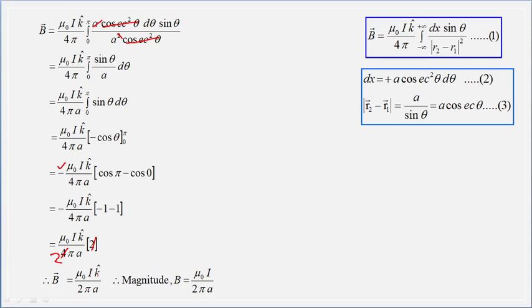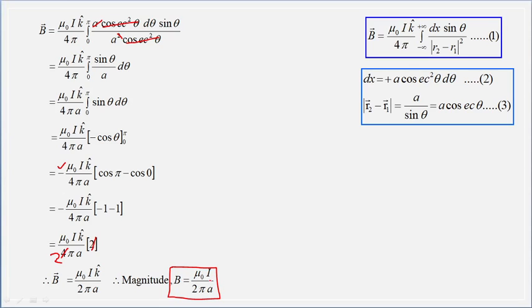So the direction of vector B is along the positive z axis. And the magnitude, if you take the modulus of this, is B equal to mu naught I divided by 2 pi a. Now, this is the formula for the magnetic field at a certain distance a from the wire.